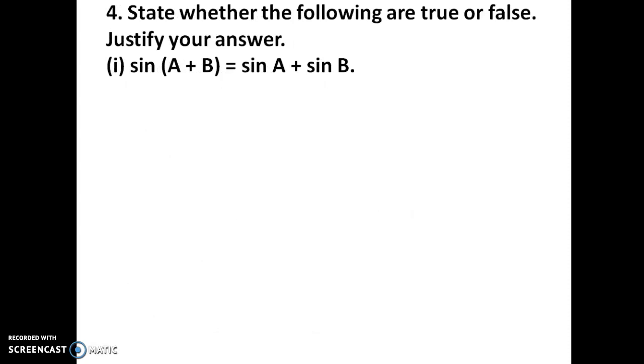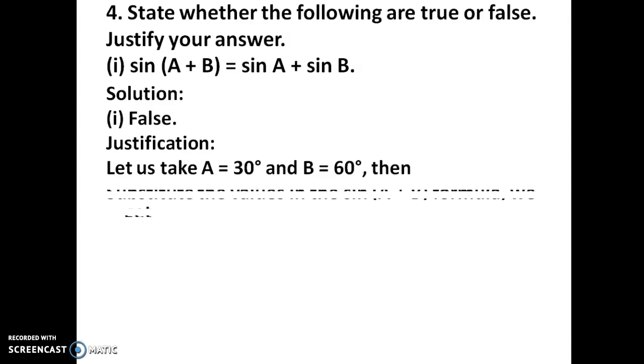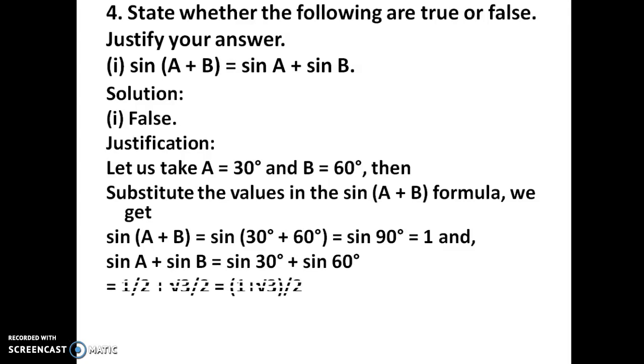Fourth problem, state whether the following are true or false. Justify your answer. Sin(A plus B) equal to sin A plus sin B. We have to say whether this is true or false. It is false. Why? Because suppose we are taking A as 30 and B as 60. So it is sin 90, which equals 1. Then sin 30 plus sin 60 we have to take. Sin 30 is 1 by 2, sin 60 is root 3 by 2.